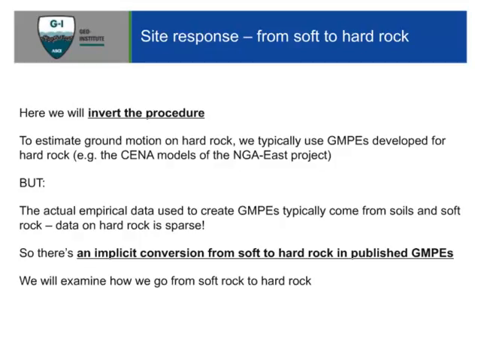The reason is, typically if we need to estimate ground motion in hard rock, we normally use models called GMPE, so ground motion prediction equations. They're developed from empirical data, but the thing is, most of our stations are not located on hard rock, they're mostly located on soils and soft rock. So when we're using a published GMPE model, there's an implicit conversion when we need to go from soft rock to actually predict ground motion on hard rock. So our study is kind of examining that implicit conversion there.